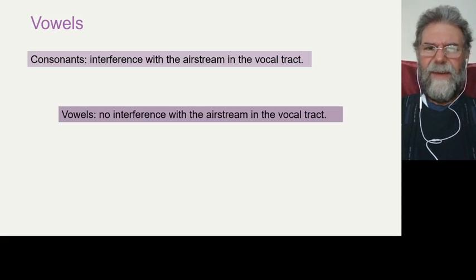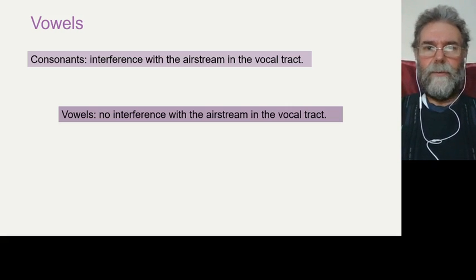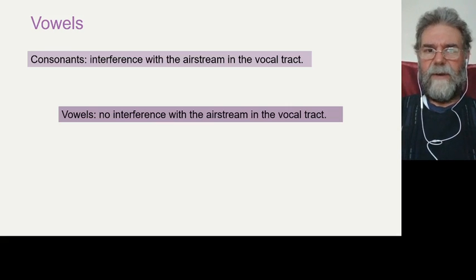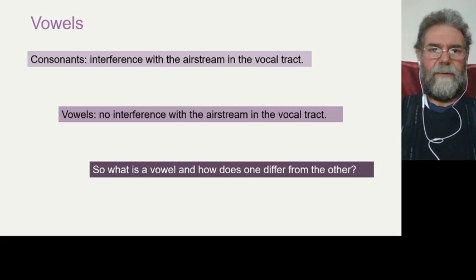But with a vowel, there's very little interference with the airstream. So when you produce a noise like ah, or e, or oo, you're not really interfering with the airstream at all. So obviously it raises the question of, well, what is a vowel? What are you actually doing to produce vowel sounds? And how do you get different vowel sounds?